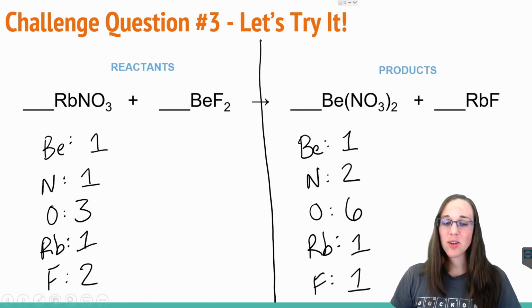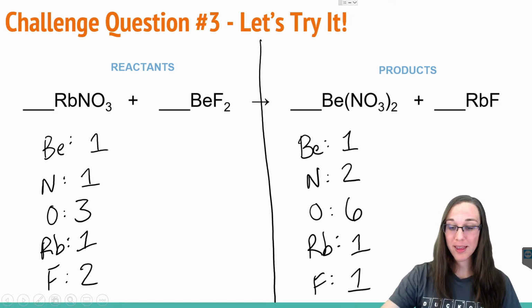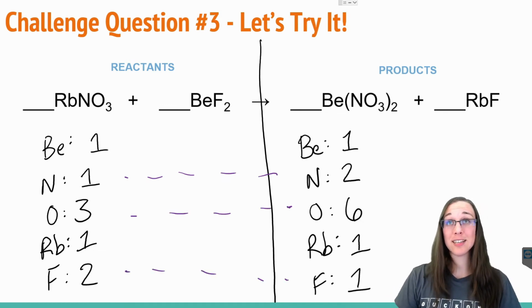All right, so let's start by checking out which ones are unbalanced. Our beryllium is balanced, nitrogen is not, oxygen is not, Rb is balanced, and fluorine is not. So let's focus on one of those first. We don't have any weird, odd, even misconceptions, so that's good.